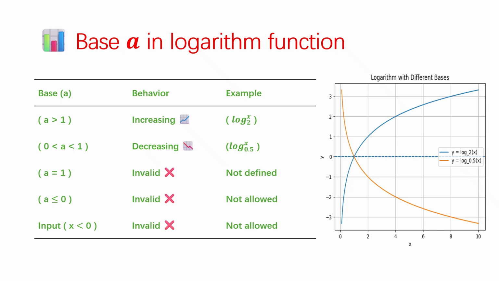Finally, just like exponentials, the base controls behavior in logarithms. If a is greater than 1, the log increases. If 0 < a < 1, the log decreases. If a equals 1 or a is less than or equal to 0, it's not defined. And very importantly, logarithms only work when the input x is greater than 0.